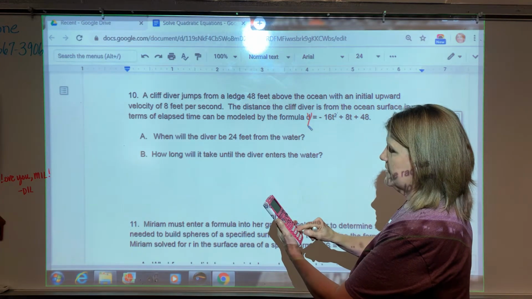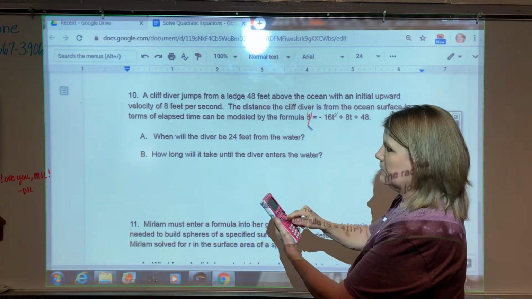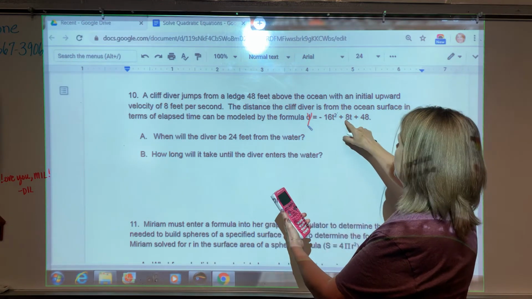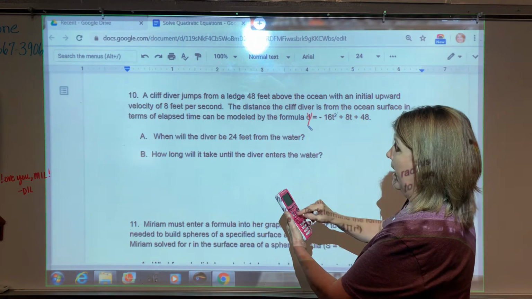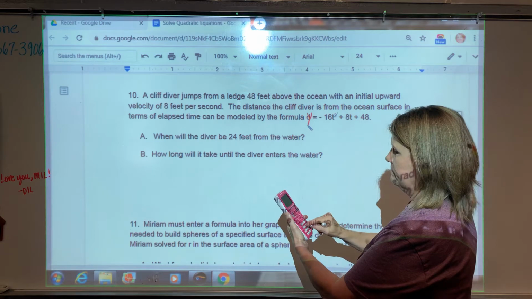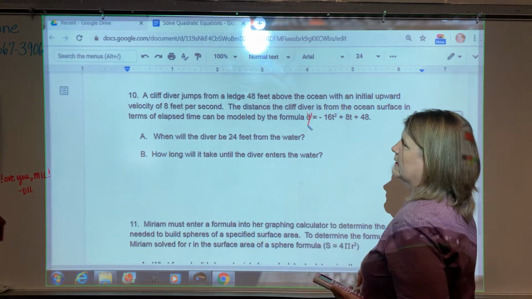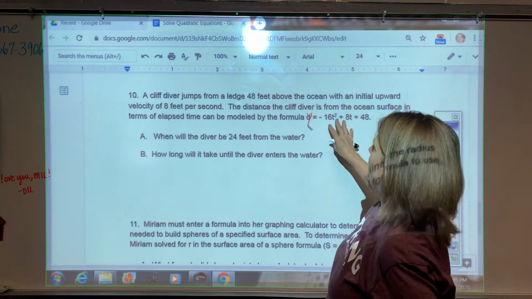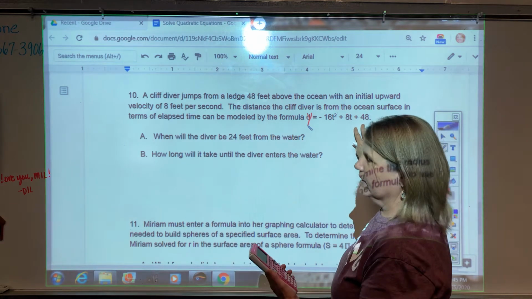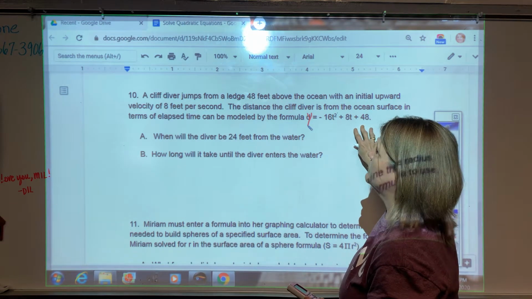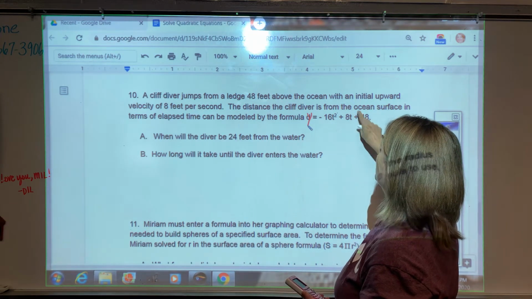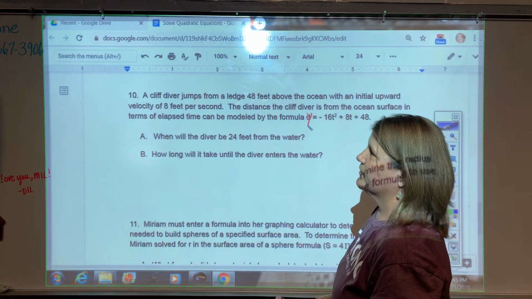We have a negative 16 t squared. We'll use x squared plus 8x plus 48. And here's what all these things mean. We've got a cliff diver, and he's jumping from a ledge 48 feet above the ocean with an initial upward velocity of 8 feet per second.